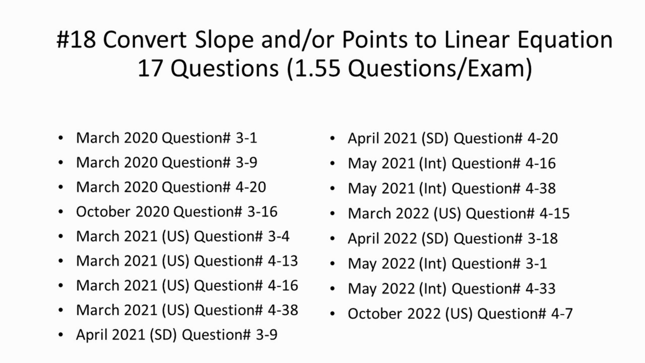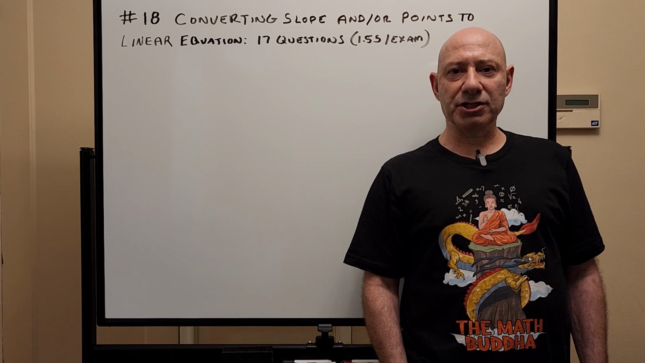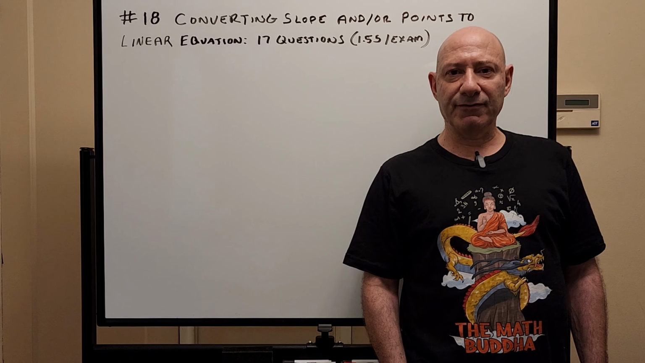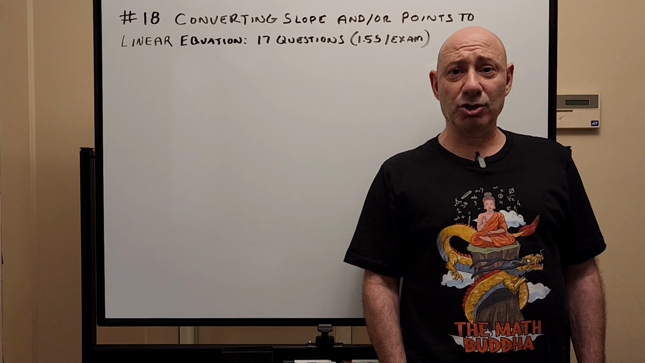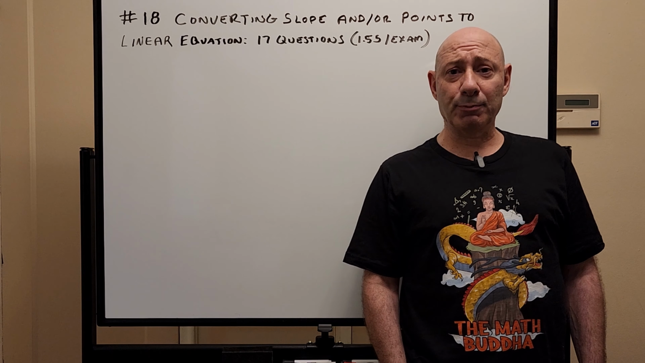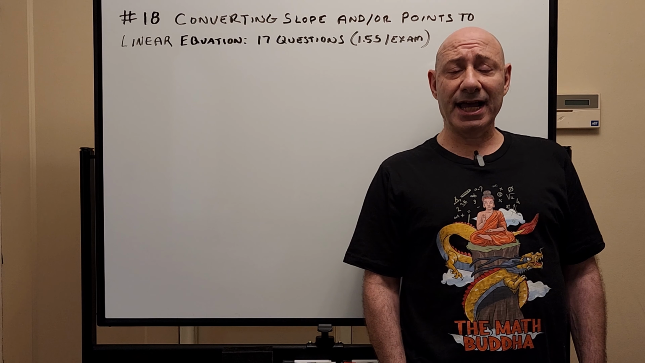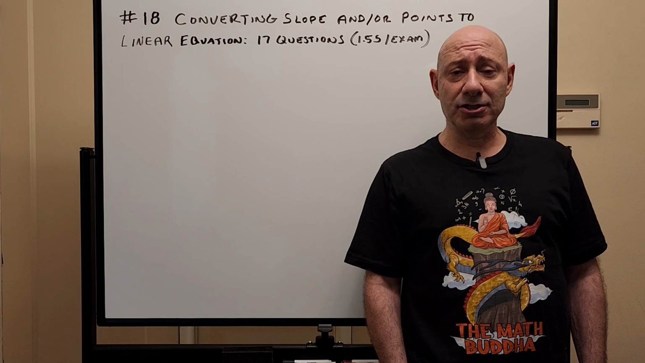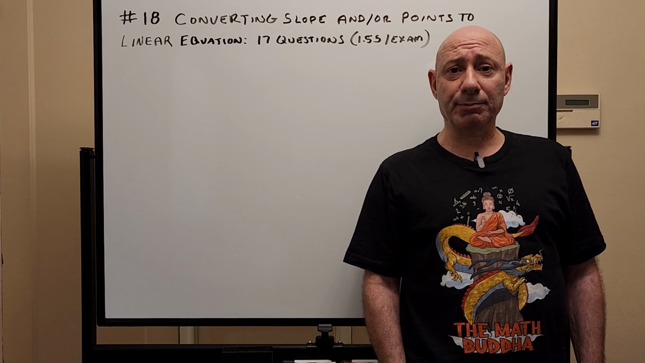Next up, number 18, converting slope and/or a set of points to a linear equation. I have found 17 questions on this topic, which comes to approximately 1.55 questions per exam. Now, for the questions on this topic, you will typically be given a set of points or maybe a single point and a parallel or perpendicular line. And you're going to have to determine the slope and the y-intercept so that you can build the proper equation.